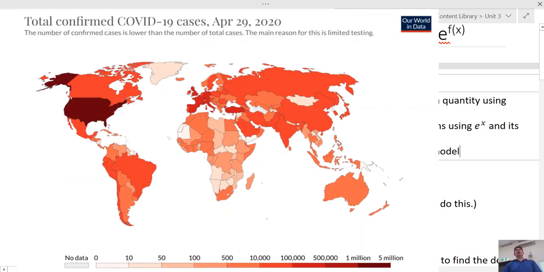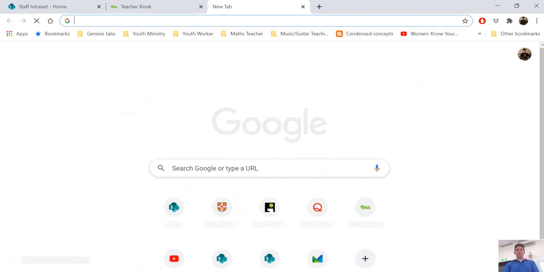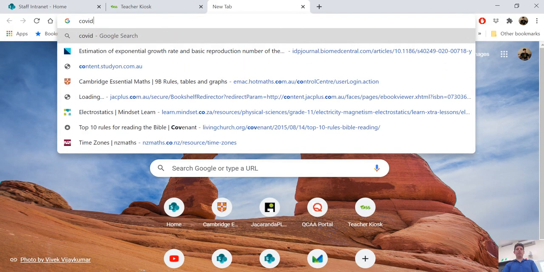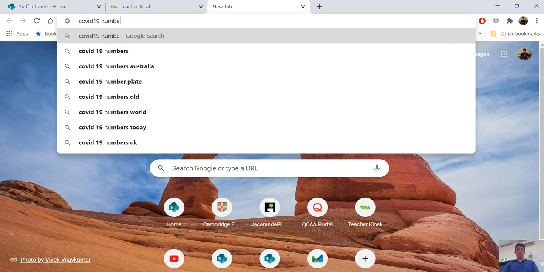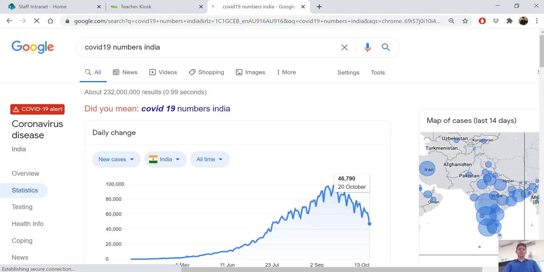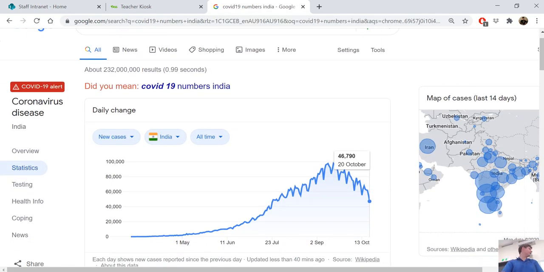Okay, so if you look at pretty much most countries, their initial growth of cases is exponential. I can look up, it's quite easy, you just Google COVID-19 numbers. Let's say India. Okay, so this is the growth numbers in India. We've got the start to about July, where it's exponential.